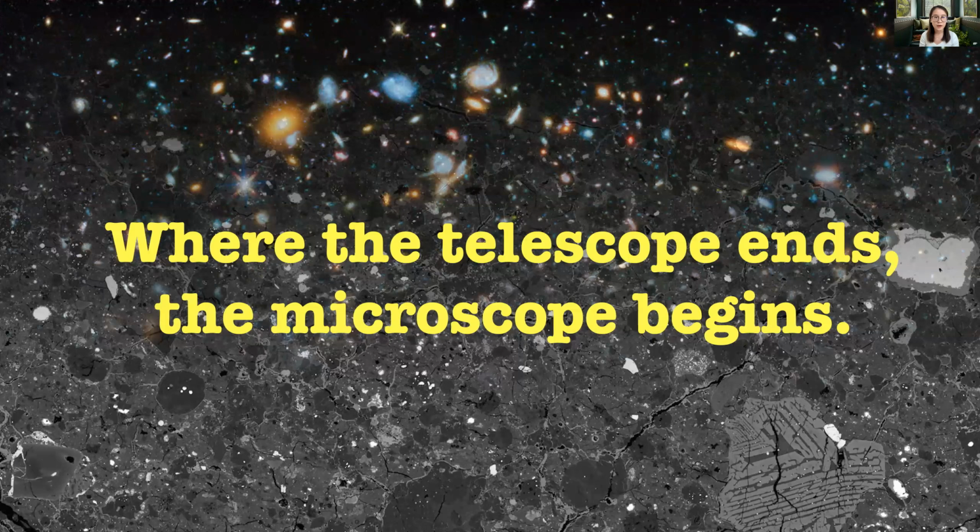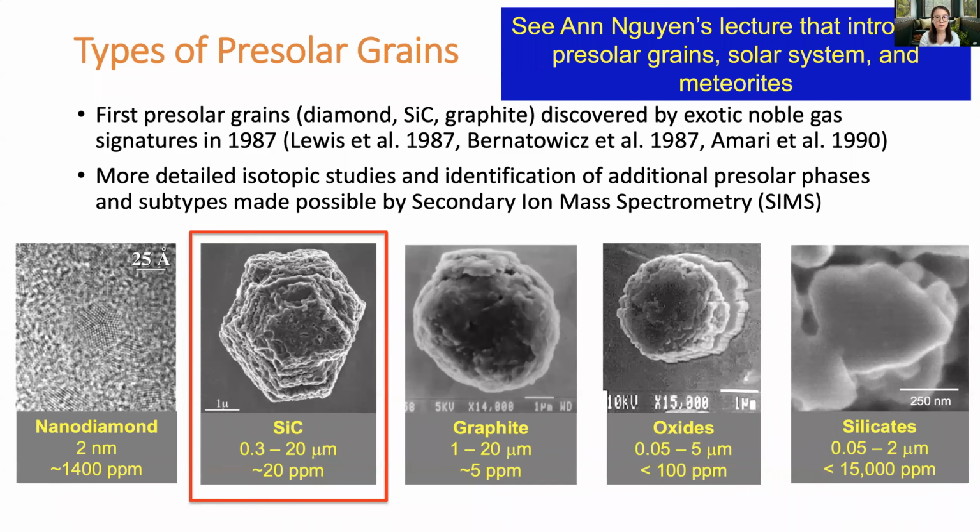Where the telescope ends and the microscope begins. To us cosmochemists, this is how stellar dust grains look under microscopes, and Anne has given you a very good introduction to pre-solar grains in the first part of this lecture. Now you should know that stardust grains have very different morphologies and compositions, as shown here, representing their very diverse condensation environments in their parent stars.